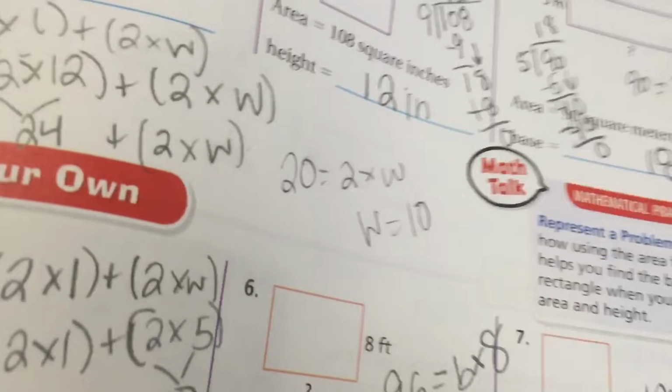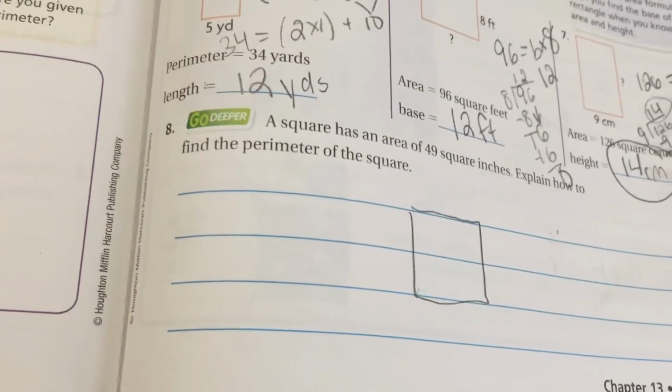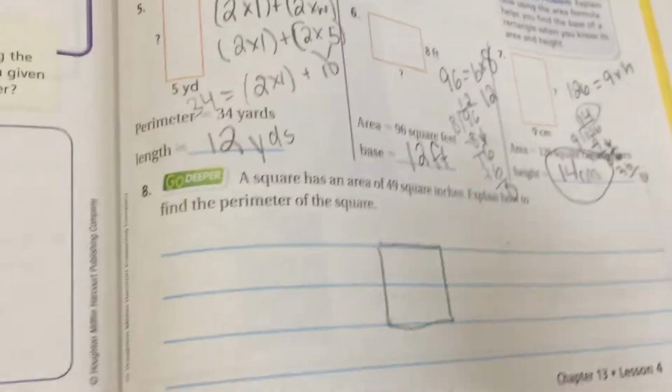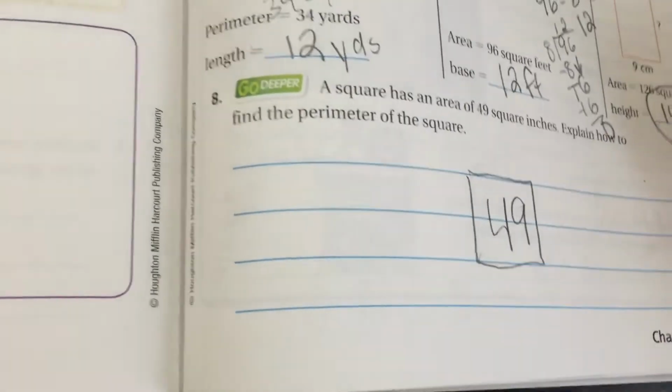Oh, just kidding. Hang on. I didn't read the problem all the way through. See, that's why you're always supposed to read the problem all the way through. A square has an area of 49 square inches. Okay. I was getting a little ahead of myself. So the whole area is 49 square inches.